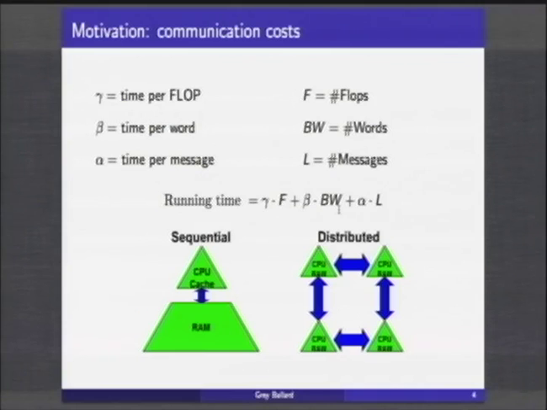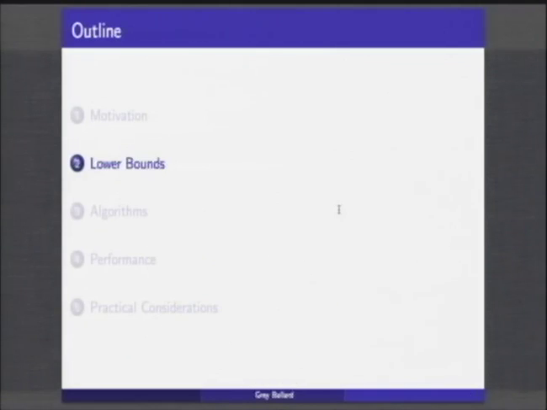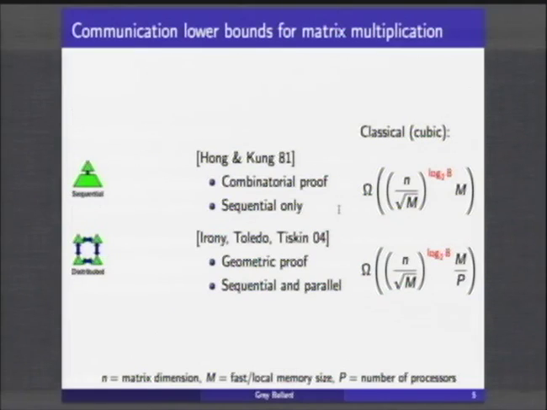Okay, so with that simple model, we've got 2 motivations. 1 is we know how to reduce arithmetic. 2 is we have to think about communication. When we first started thinking about a parallel version of Strassen's algorithm, we really came at it from the lower bound perspective. So I want to tell you a little bit about lower bounds that we know now for matrix multiply.